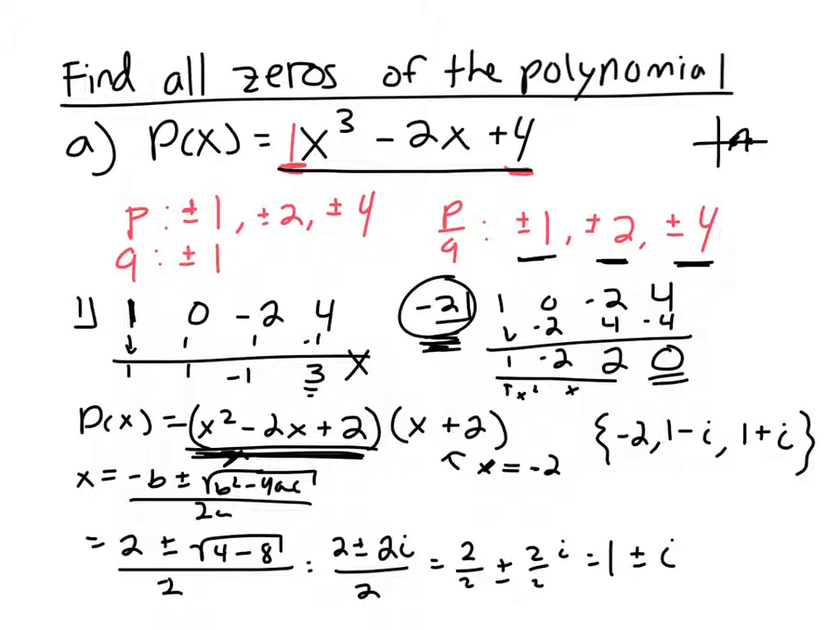Alright, now this is a third degree polynomial, right? The highest degree, so the highest power, is 3. So this is a third degree polynomial, and I have 3 zeros. So that means I found them all, right? Because my number of zeros should match the degree of the polynomial. All right, let's do one more example.